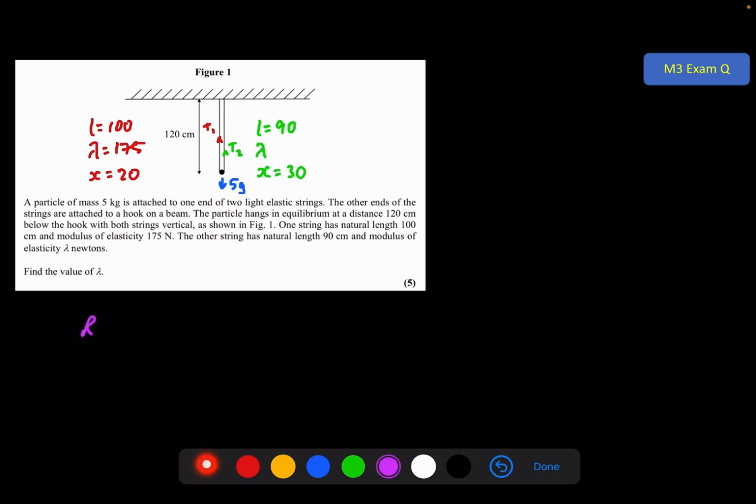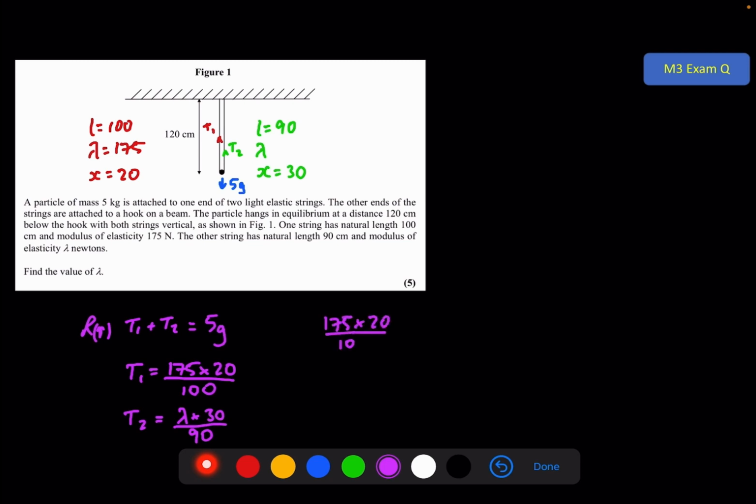So resolving vertically, we get T1 plus T2 minus 5G equals 0. So if I take that on the other side, that has to equal 5G. And we also know that T1 is equal to lambda x over L for all of its information, which is 175 times 20 divided by 100. And T2 is equal to lambda x over L for its information, lambda times 30 over 90. Putting these three together gives us 175 times 20 over 100 plus lambda times 30 over 90 must equal 5 times g.